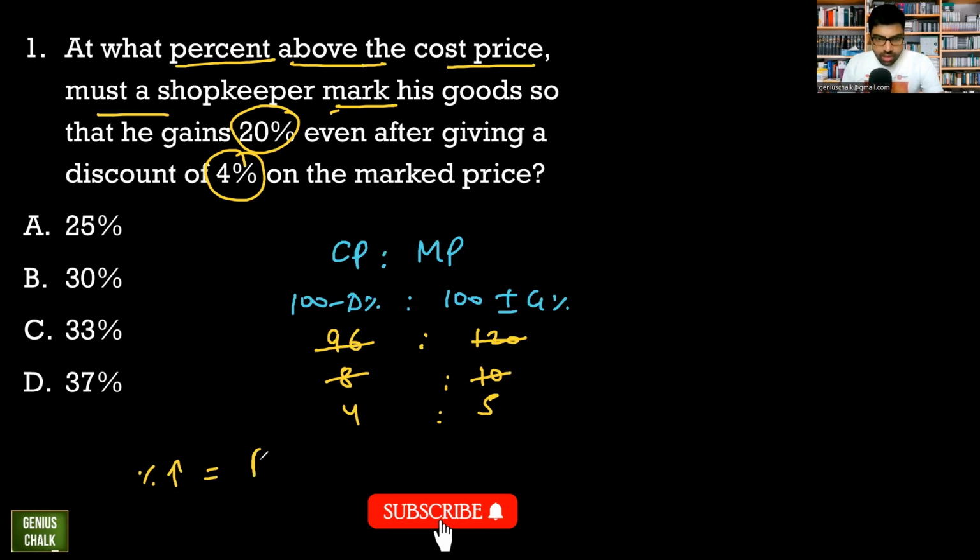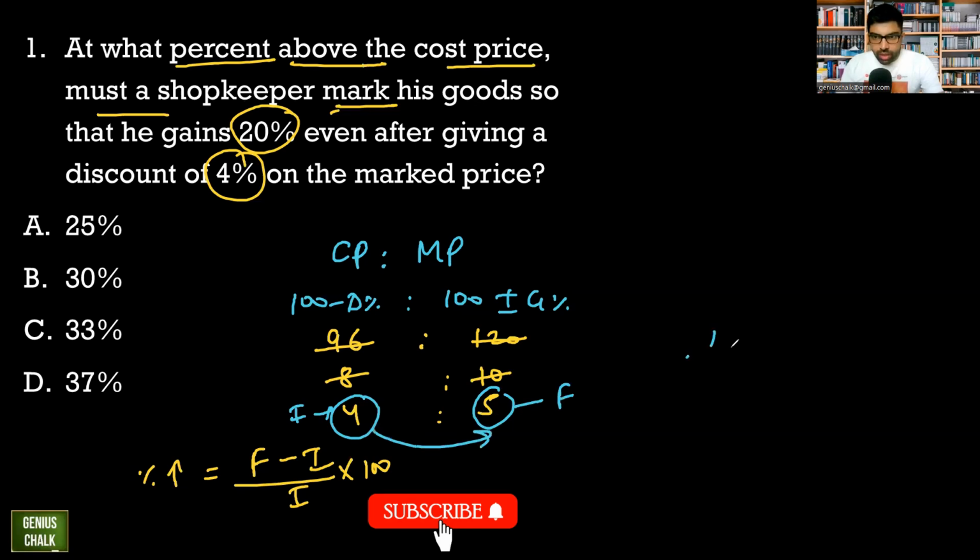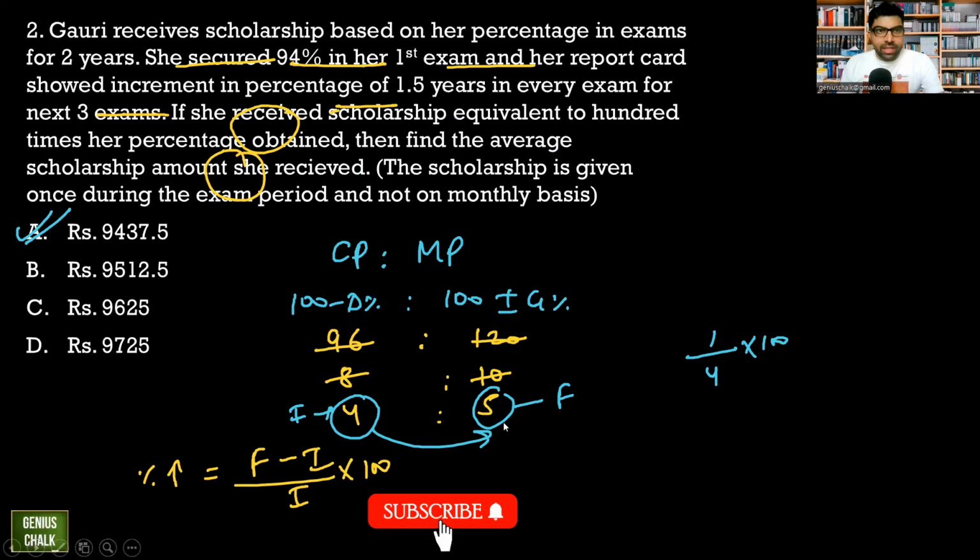Percentage increase means final value minus initial value upon initial value into 100. So here we have our initial and final values as this is my initial value, this is my final value. So what is the difference? Final minus initial, that is 1. Initial is 4. 1 by 4 into 100, that is 25%. Answer is A option.